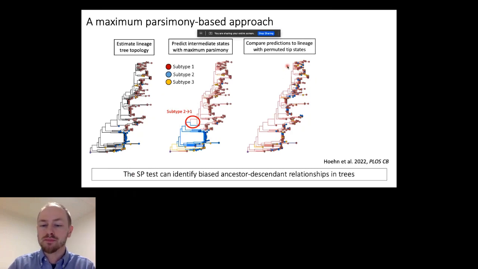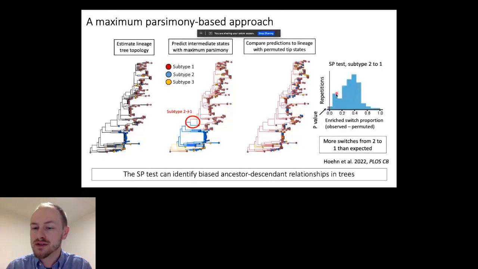to the same tree, but with the tip labels shuffled among the tips. This can give us an idea of the null background distribution of cell type transitions. This allows us to build up a distribution of the differences between the observed and permuted proportions. A positive bias in this distribution indicates that there's a greater proportion of cell type switches from 2 to 1 in our observed tree versus our permuted tree.